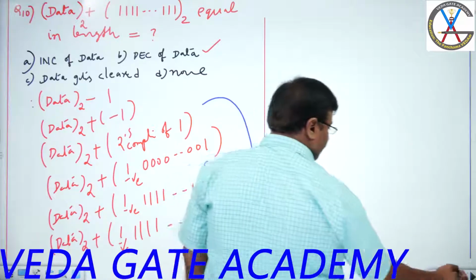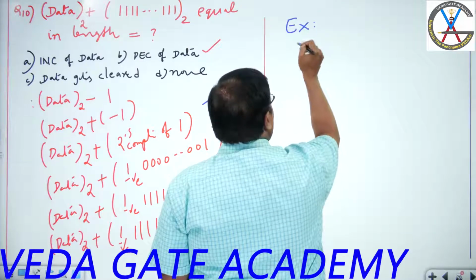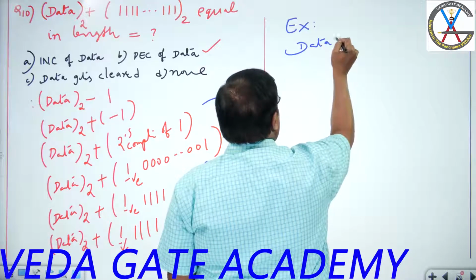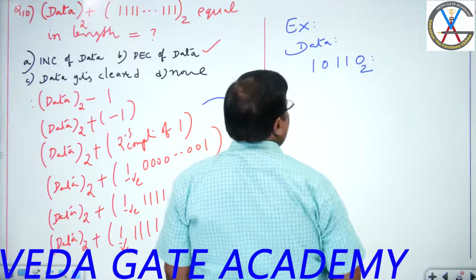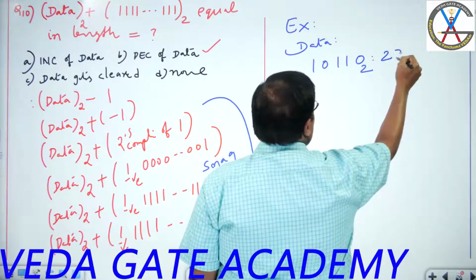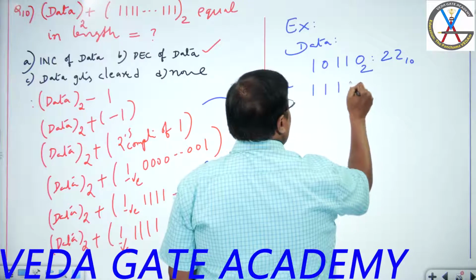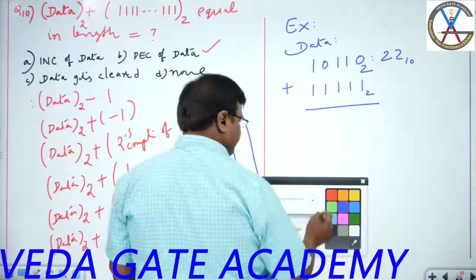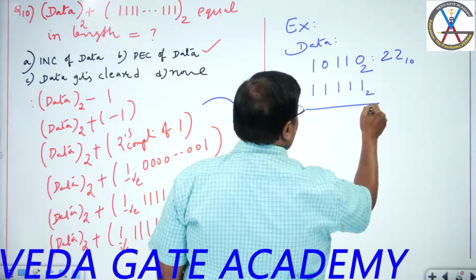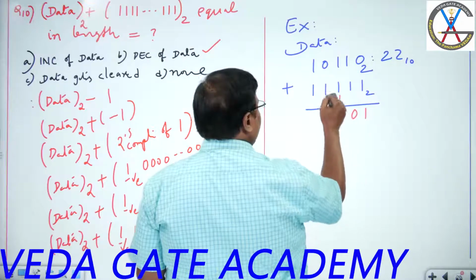I'm here with an example. My data is 10110. What is it? 16 plus 6, 22 decimal. And I'm adding all ones to that. You see the result. 0 plus 1 is 1. 1 plus 1 is 0 with carry 1. 1, 1, 1 is 1 with carry 1.